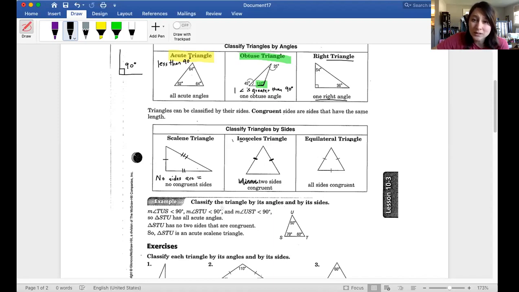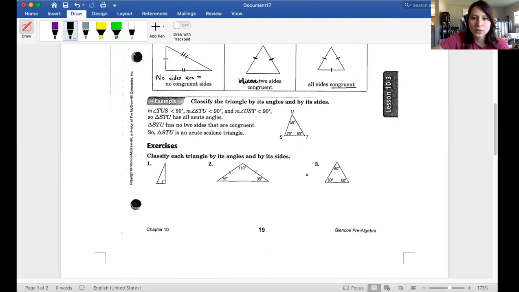And then the equilateral triangle is where all sides are the same. So think about equal means the same, equal. And so all the sides are equal, and the word we use to show them being the same measurement is congruent. So that's kind of a new word, but all the sides are congruent. And so that's an equilateral triangle.